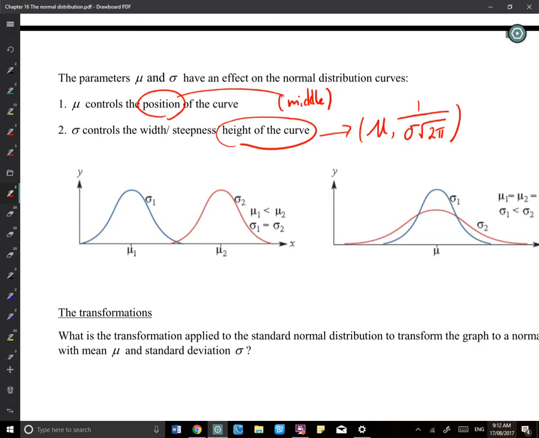But I prefer to think about that using formulas. It's much easier and clearer for me to see it. So if sigma is higher, the denominator is larger. 1 over a larger denominator definitely has a lower value.